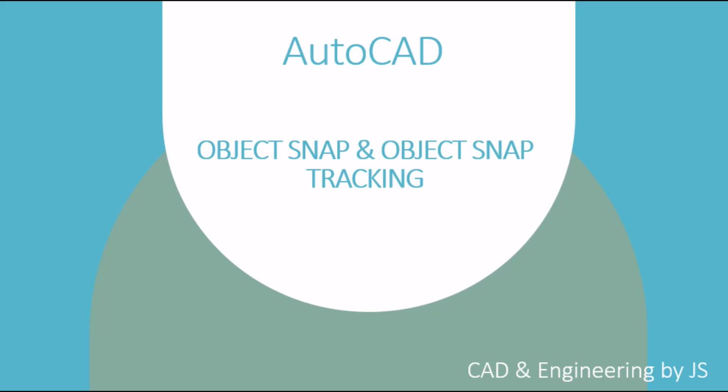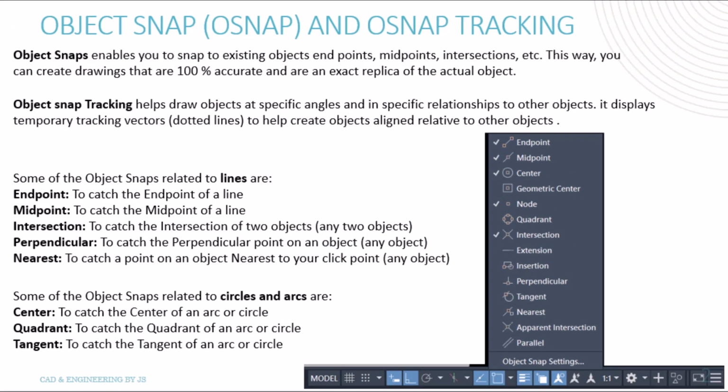Today we're going to learn about the object snaps and object snap tracking. Object snaps allow us to add objects to the drawing at precise locations in relation to other objects already in the drawing. For example, you can add a new object, a line or a circle, that will be connected to an endpoint or a midpoint of a line, or an intersection of two objects, or to the center of a circle or a quadrant of an arc, and so on.